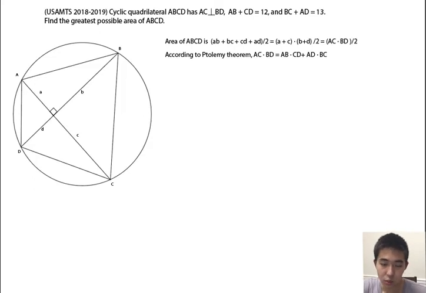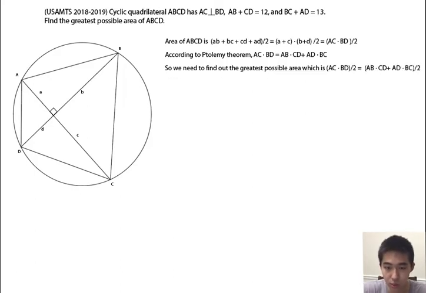So next, we can use Ptolemy's theorem, which says that in a cyclic quadrilateral, the product of the diagonals is the sum of the products of the opposite sides. So in this case, we have AC times BD is equal to AB times CD plus AD times BC. So now we want to find the greatest possible area, which is (AB times CD plus AD times BC) over 2.